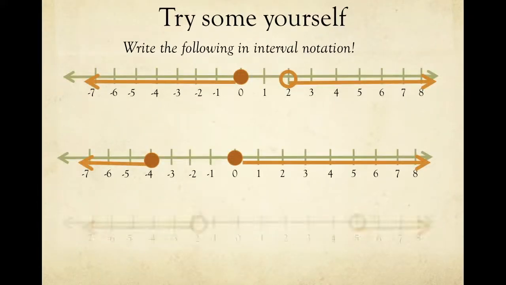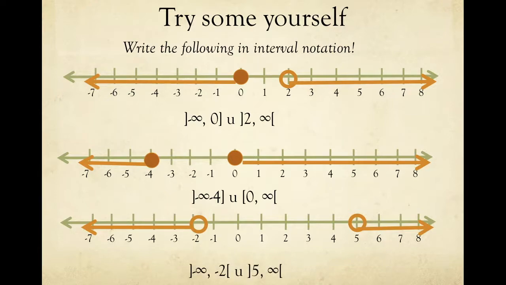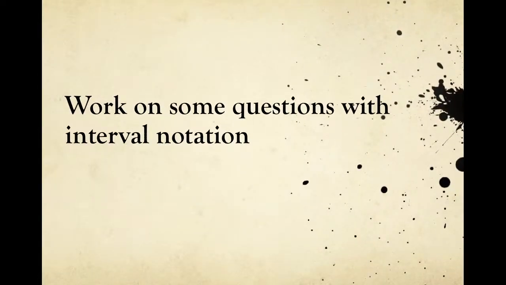Try to write the following in interval notation. So here are 3 number lines, and you should know that both the lines span to infinity. In the first one, we have -infinity to 0, U, union, 2 to infinity. In the second one, we have -infinity to -4, union, 0 to +infinity. And in our last one, we have -infinity to -2, union, 5 to infinity. And notice where my square brackets are facing or not. Now, you will most likely have to work on some questions with interval notation, so good luck.